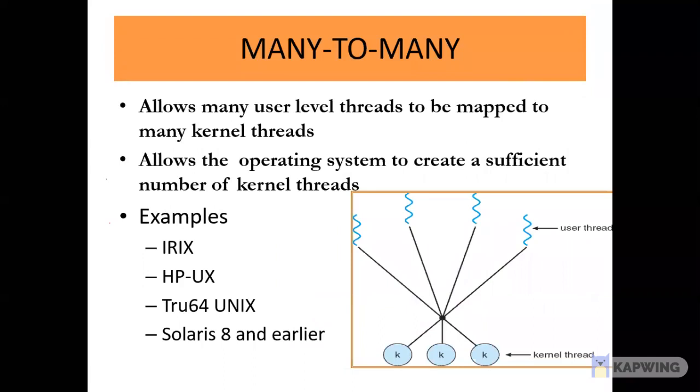Then many to many. Many user level threads interact with many kernel level threads. It allows many user level threads to be mapped to many kernel level threads, and allows the operating system to create a sufficient number of kernel threads. Examples are IRIX, HP-UX, Tru64 Unix, and Solaris 8 and earlier versions. They were using the many to many model. You can see in the diagram 1, 2, 3, 4: many user threads executing with many kernel threads.